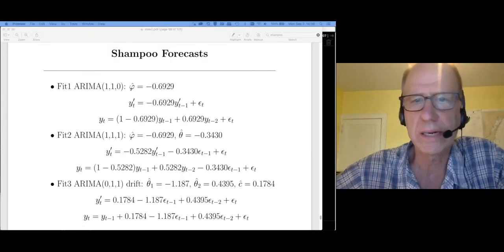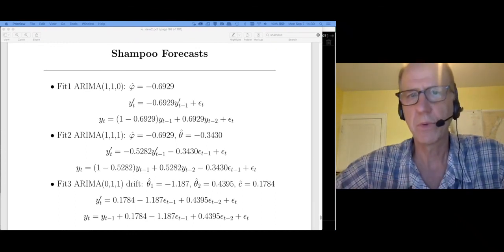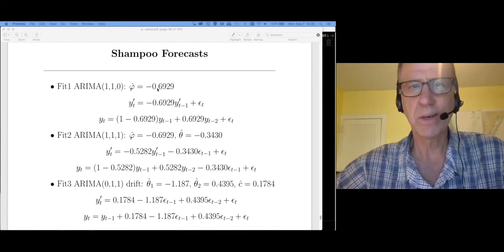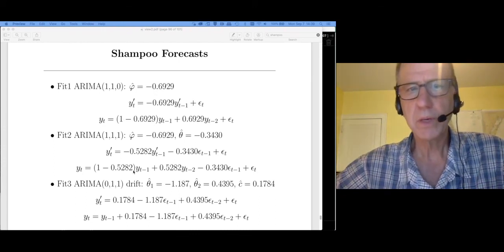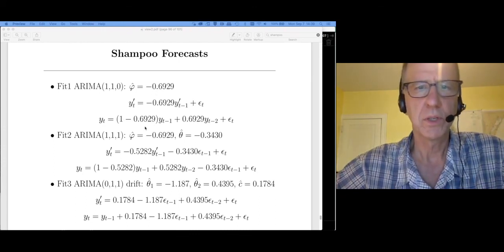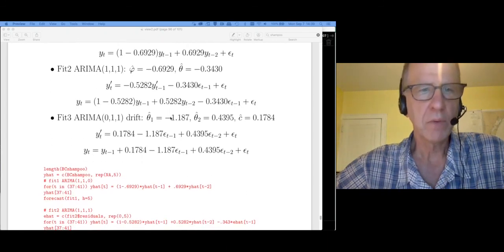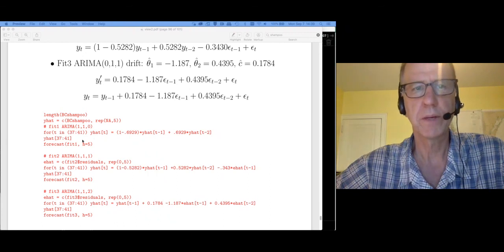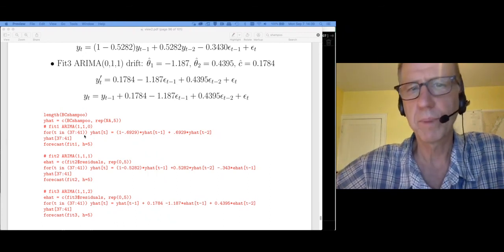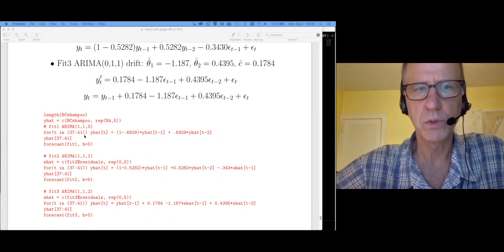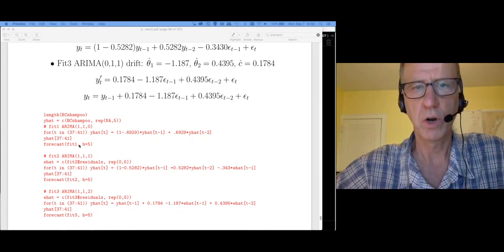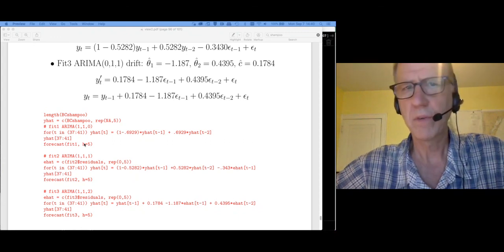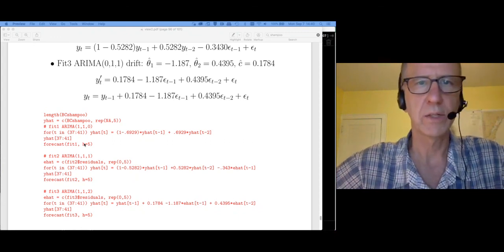It's always a good idea to make sure that you understand what the software is doing. I worked out the forecast equations for the 3 models that we used in the shampoo data set. Then I wrote some R code just to confirm that my forecasts that I computed by hand equaled the ones using the forecast function in R. So I encourage you to look at this and try it on your own, and I think you'll have a better understanding of how these forecasts are made.